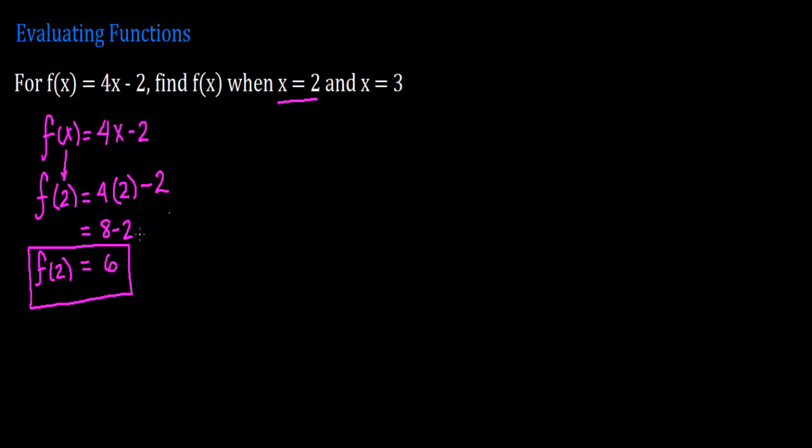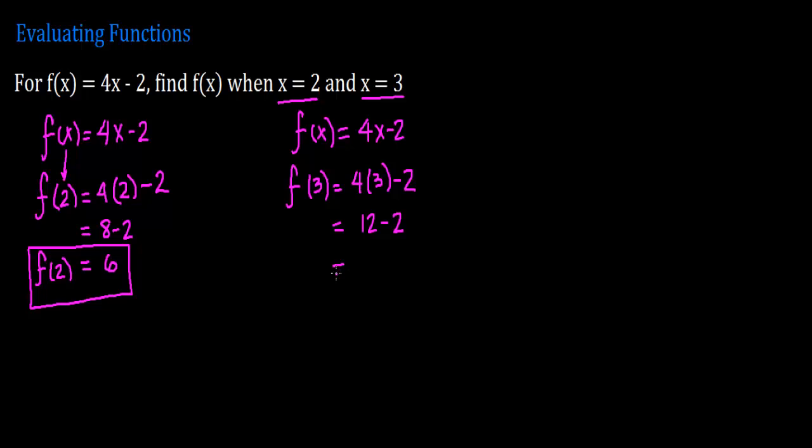Now, I want to know how much the function value will be when x is equal to 3. So take the original function again. f of x is equal to 4x minus 2. And now wherever there's an x, I'm going to write 3. So this will be f of 3 is equal to 4 times 3 minus 2. And that equals 12 minus 2, because 4 times 3 is 12. And that equals 10. So f of 3 is equal to 10. That means when I evaluate this function for an x value of 3, I will get a 10.